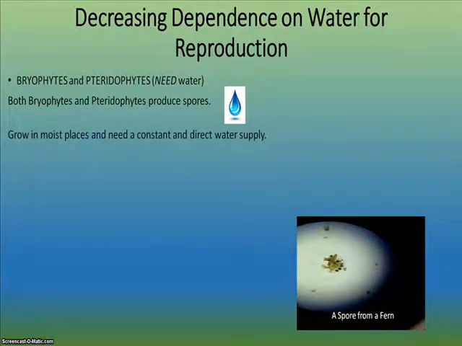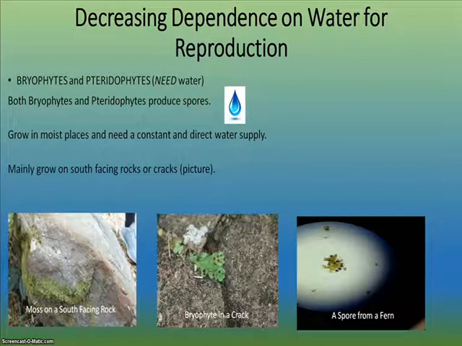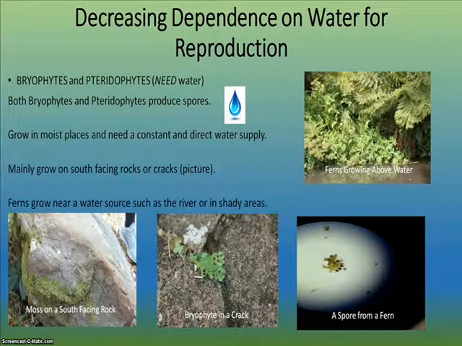Bryophytes grow in moist places as they have no real roots, and therefore they need a constant and direct water supply. As you can see in the picture below, mosses mainly grow on south-facing rocks or cracks as there is less sun and more moisture, and ferns grow near a water source such as the river or in shady areas.